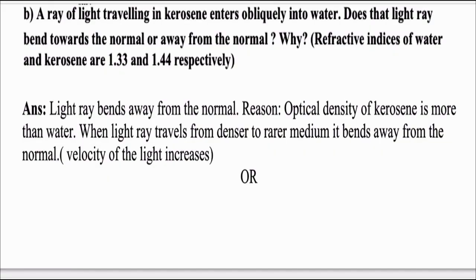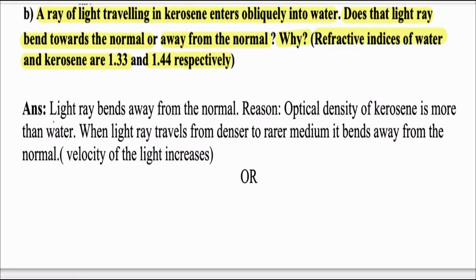Here B. A ray of light traveling in kerosene enters obliquely into water. Does that light ray bend towards the normal or away from the normal? Why? Here it is given that the refractive indices of kerosene and water are 1.33 and 1.44 respectively.